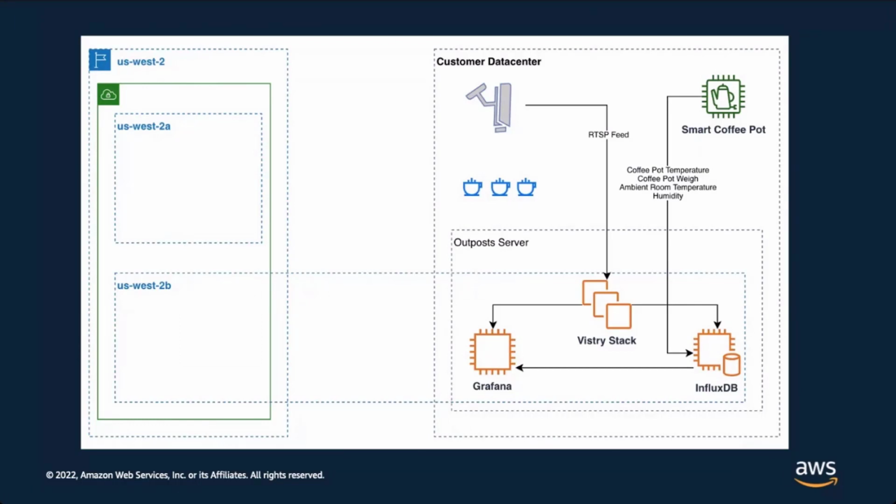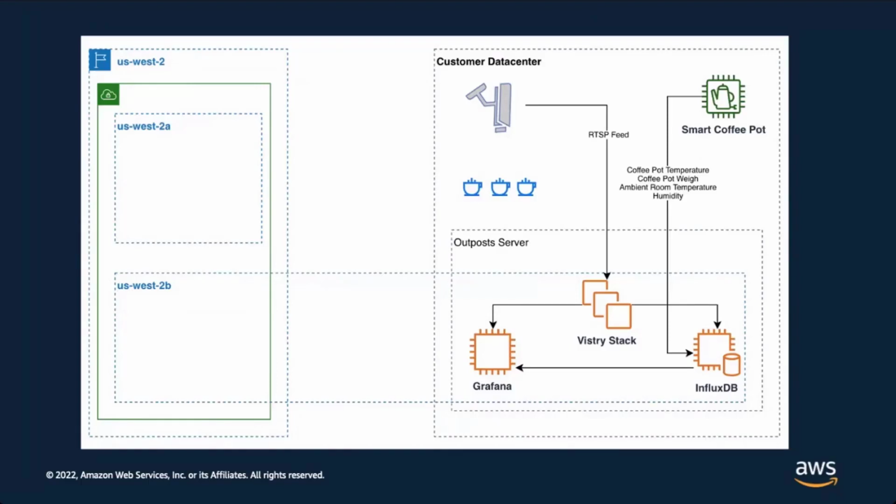And then the Smart Coffee Pot, we have a bunch of different sensors for things like the coffee pot temperature, the weight, the ambient room temperature, the humidity in the room. And we're taking all those, I think it's like a 1 second interval, and we're taking those metrics and pushing that into InfluxDB, and then Grafana is pulling that. I think that's how it works. It's pulling, not pushing, from Influx. And that's what's displaying all the stats.